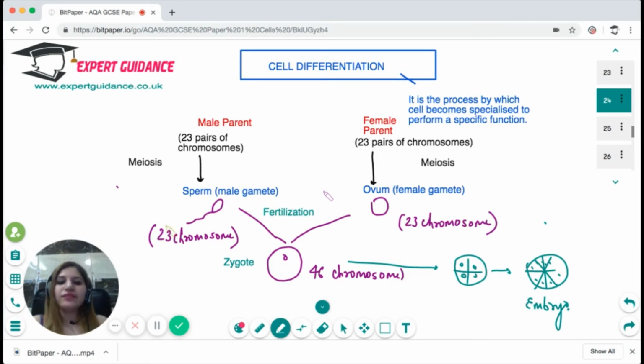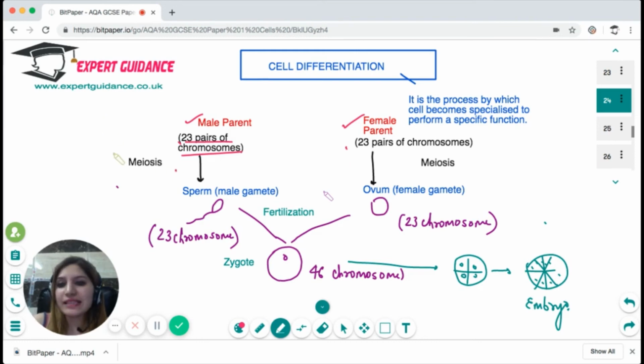Now, let me first explain to you the entire life cycle of a living organism. We have a male parent and a female parent. Both male and female parents have 23 pairs of chromosomes. This is what you need to remember. We have 46 chromosomes, 23 pairs, of which 23 have come from our mother and 23 from our father.